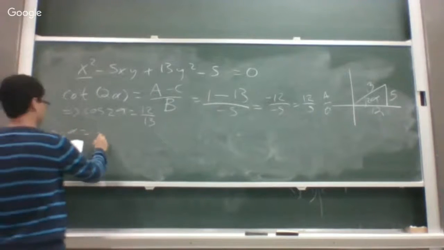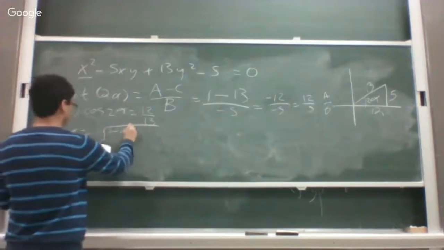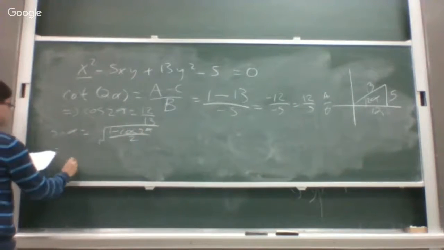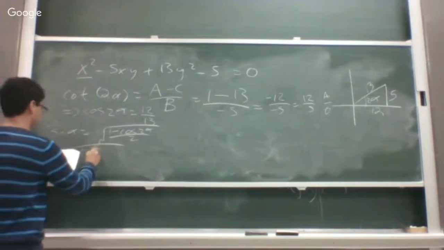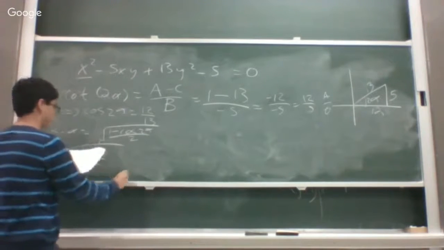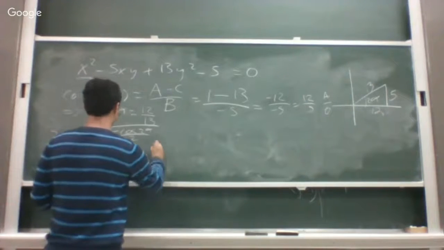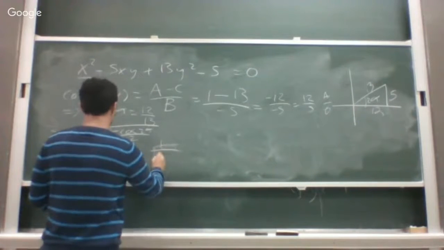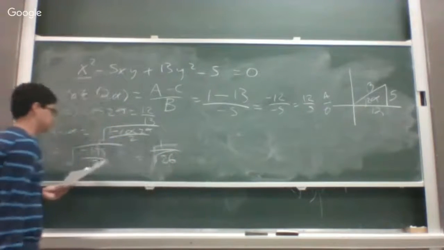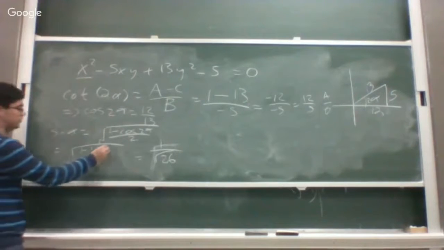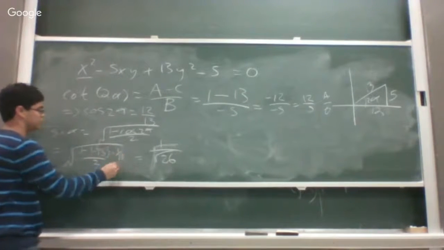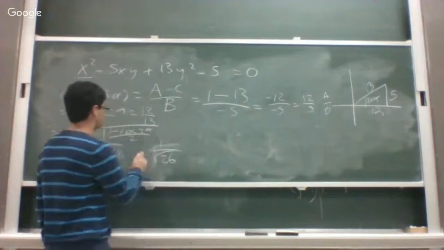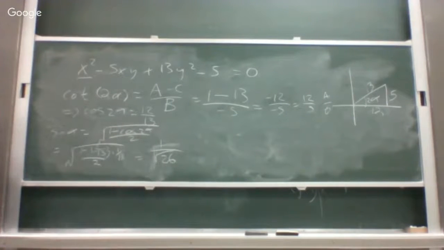Sine of alpha is equal to the square root of (1 minus cosine of 2 alpha) divided by 2. That's equal to the square root of (1 minus 12 over 13) divided by 2, which is just equal to 1 over square root of 26, because this is equal to 1 over 13. So essentially that's just plugging in a formula.